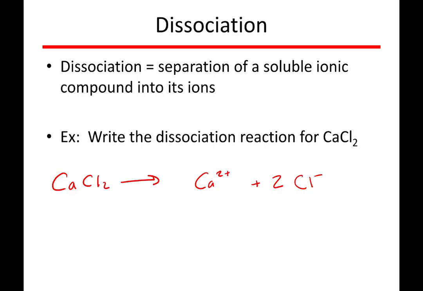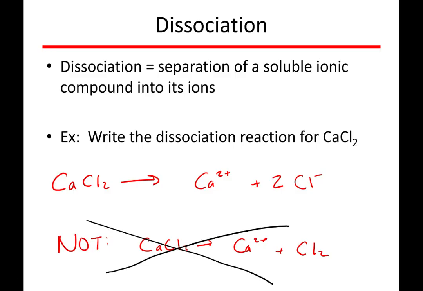Be very careful when you're writing dissociation reactions. Make sure that you're always breaking an ionic compound up into its ions. I do not want to see something like this: CaCl2 goes to Ca2+ and chlorine gas. So be aware of that. If you write Cl subscript 2, that indicates that you're doing elemental chlorine gas. And this is not what you have in calcium chloride. You have chloride ions, Cl- ions. So it's not like this. And it's a good thing that it's not like this.